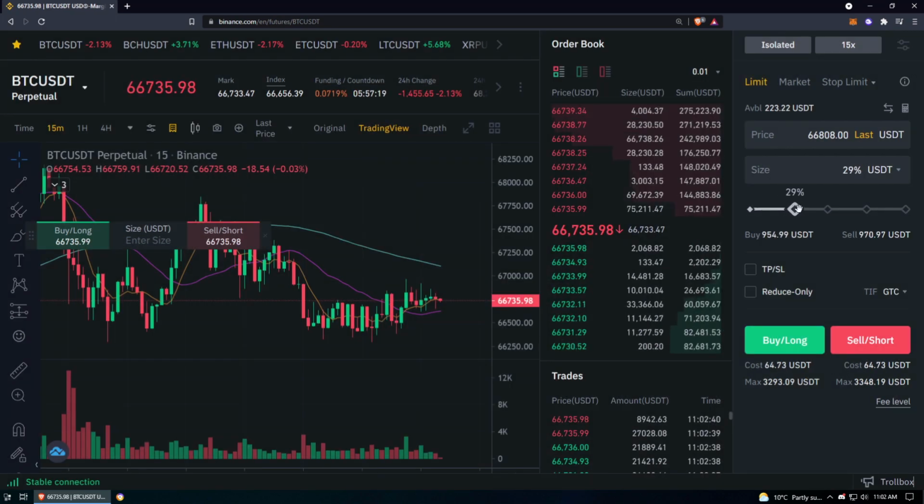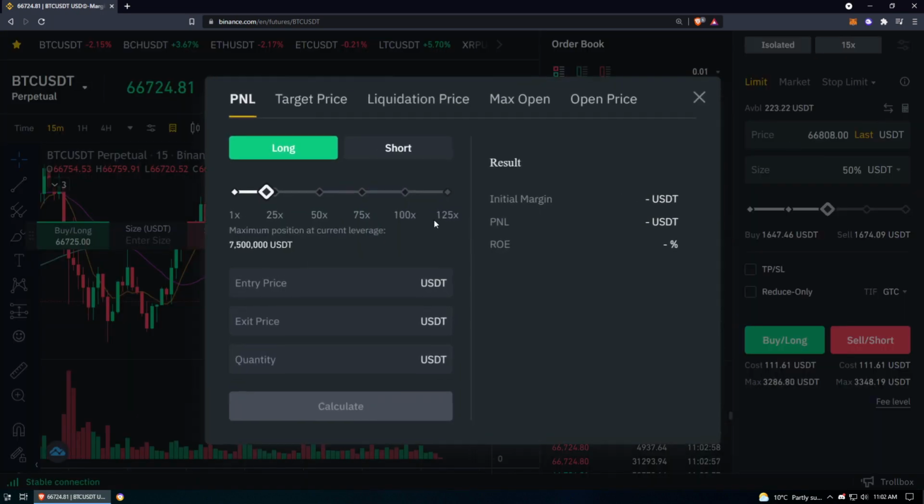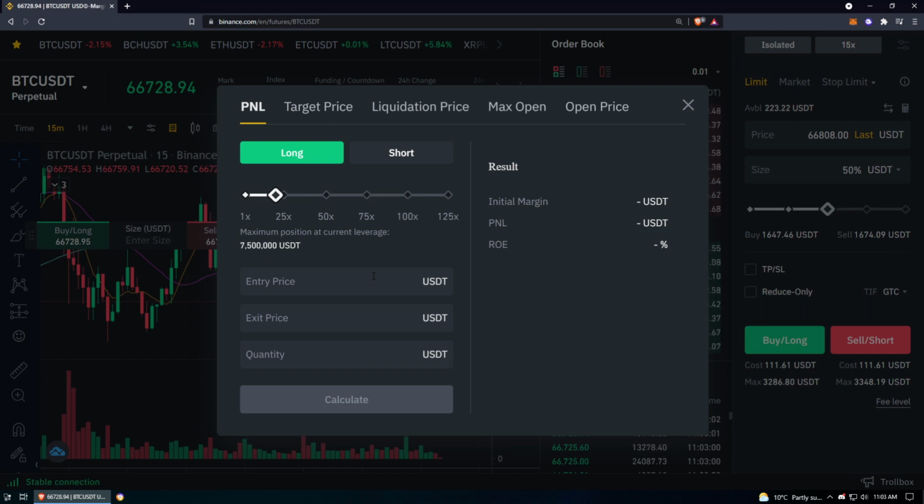So let's see, if we enter the trade with half the wallet, which is a little over 100 bucks, so 111 bucks in total, the cost right here, my actual cost, and then the buy is 1,647, so that's how much we would get for 15x leverage. So let's just make a little calculation. Let's put in the mark price 66,728, which is the mark price right now, and then let's say I was to exit the trade at 70,000 bucks, and then my quantity is 1,647. So yeah, it says it right here as well.